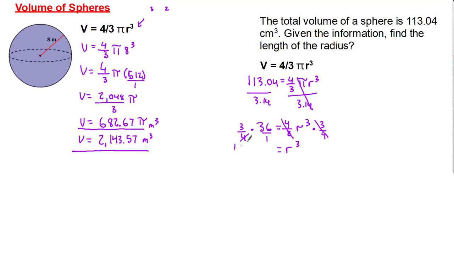Thankfully, we could simplify this. So 4 divided by 4 is 1, 36 divided by 4 is 9. And then we're going to be left with 9 times 3, which is going to be equal to 27. So just think to yourself, what number times itself 3 times will give you 27? Our radius is equal to 3 centimeters. Okay? And that's how you'll answer these problems. That's it.